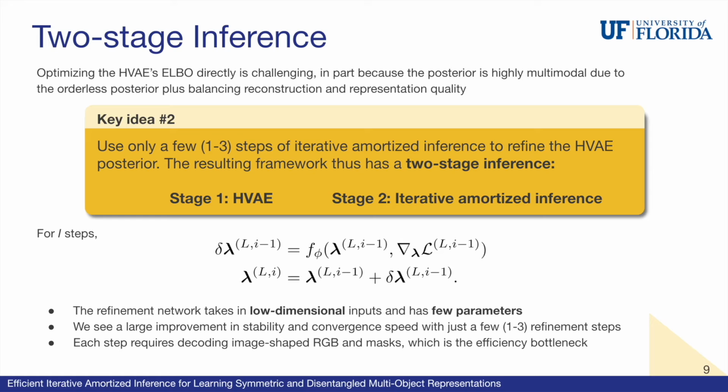Optimizing the ELBO directly is challenging, partly because the posterior is highly multimodal and because of the regularization. So our second key idea is to make use of a few steps of iterative amortized inference to refine the posterior of the HVAE. The refinement neural network can then be implemented as a simple recurrent network whose only inputs are the low-dimensional Gaussian posterior parameters and gradients of the loss with respect to these parameters. When using our two-stage inference approach, we see large improvements in stability and training convergence with even just one step. Using only a few refinement steps is important, since decoding the latents to compute the gradient of the loss is the main efficiency bottleneck.